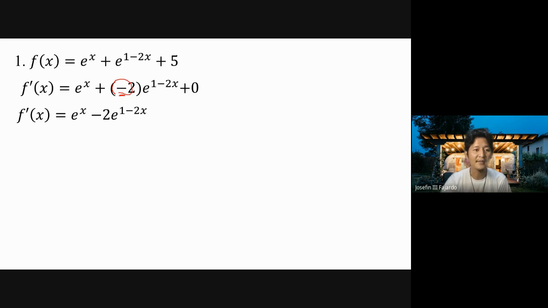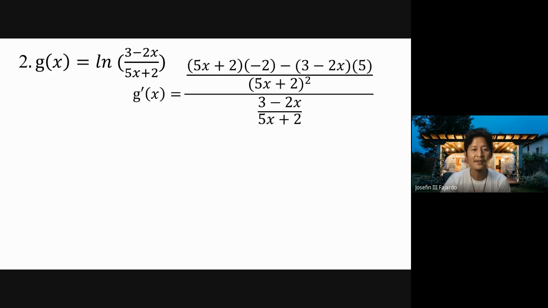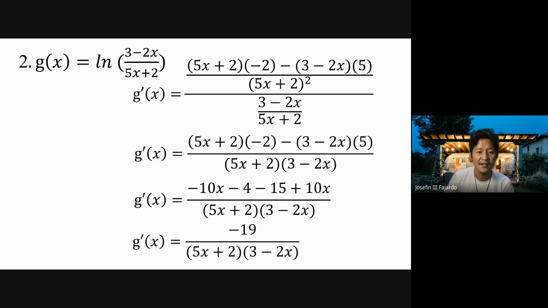For the second problem, okay, so most of you use the logarithm, okay, the laws of logarithm, which is okay lang din. Ito yung ginamit ko. So I use this process, but we'll have the same result, which is -19 over (5x plus 2) times (3 minus 2x), or that will be -10x squared minus 11x plus 6. Okay. Now let's have the next theorems.